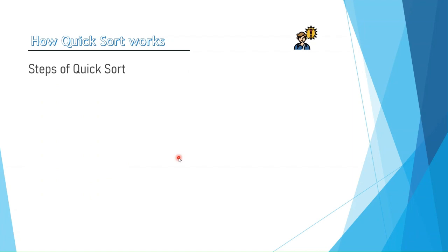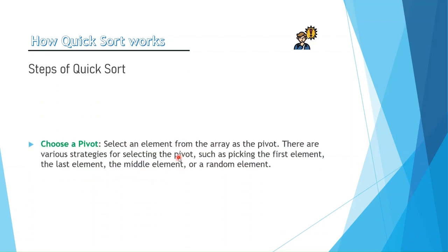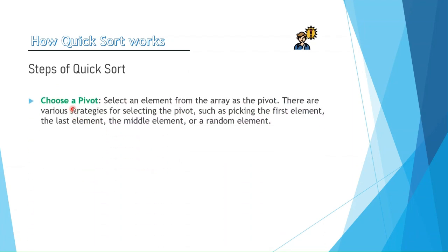Now let's understand the steps of quicksort. First of all, we have to choose the pivot element, selecting an element from the array as the pivot. You can select any element, whether it is the first element, last element or middle element. It depends on your approach. In our approach, I will take the last element. You can pick any element as a pivot, whichever you would like to take.